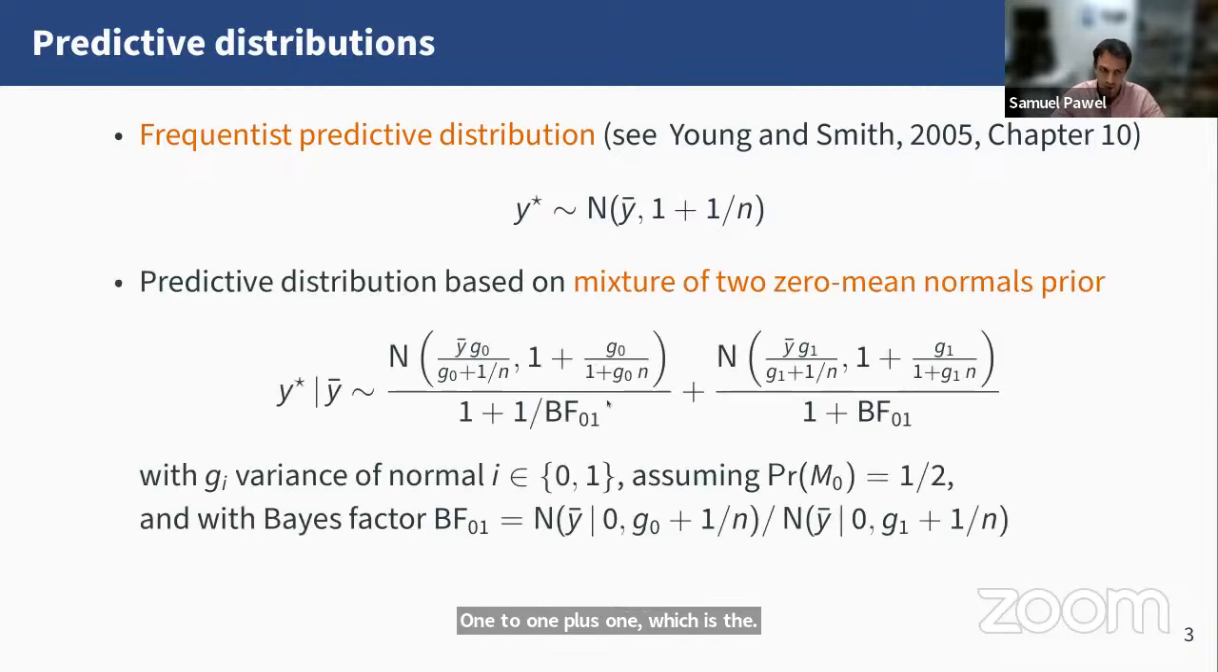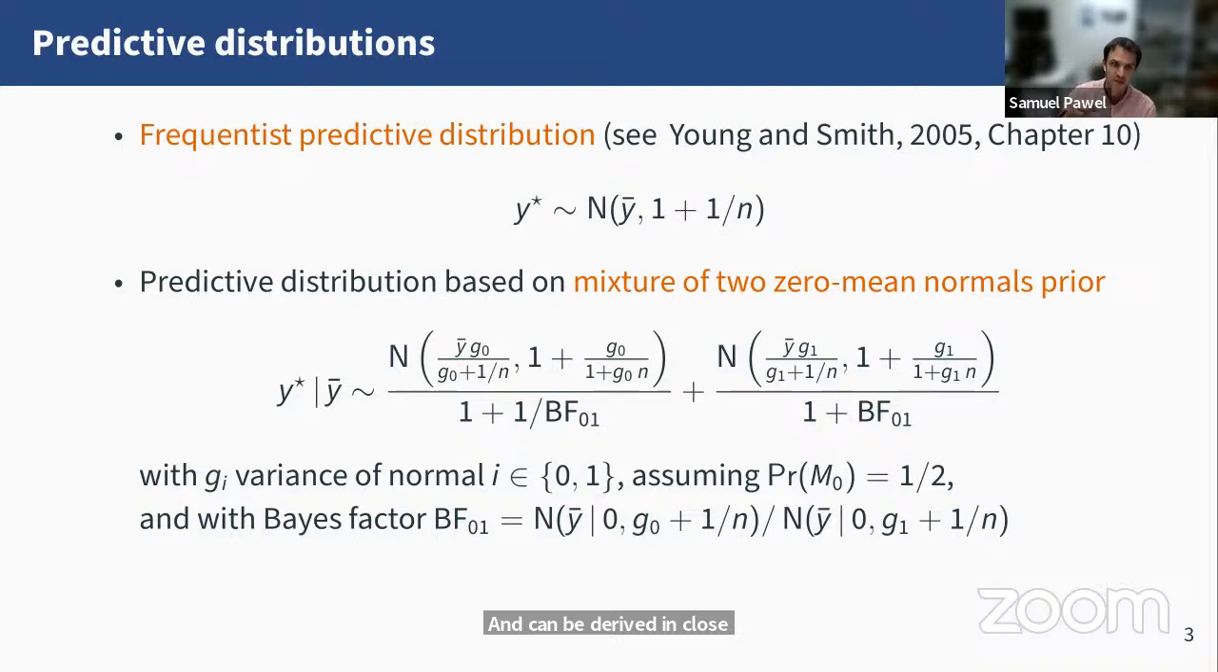Leo, can you go on? Okay. So also the predictive distribution based on the mixture of two zero mean normals prior, which was also shown before, can be derived in closed form, and you can see it's here.